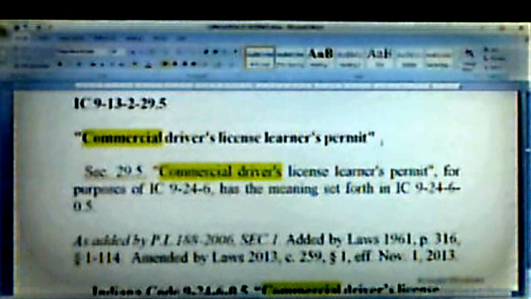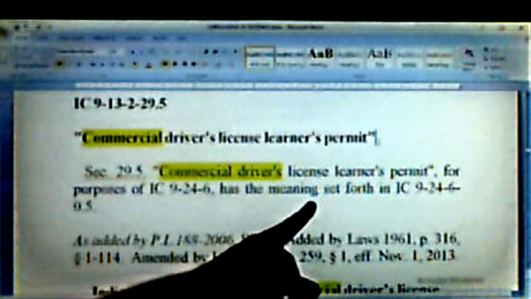Okay? Nowhere else is a driver's license defined. Does there exist another definition? Not unless one's being hidden by the state. Right? So here we go to IC 9-13-2-29.5, commercial driver's license learning permit. Now this is what we make our kids get. Every time when they hit 15 years old, they've got to go get that permit and start learning, right?